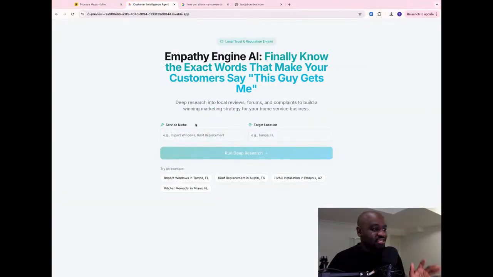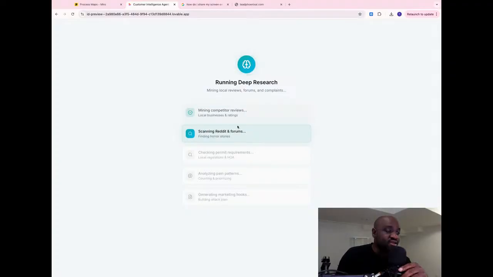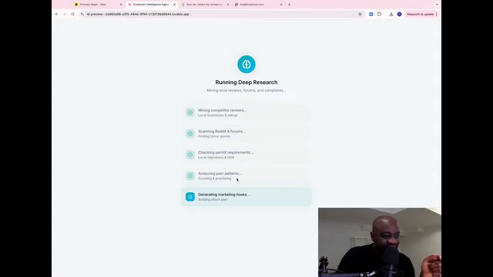customer intelligence agent. Basically, we can do this for almost any home service, but let's just do this with window replacement, that's what we're talking about today. Window replacement, New Jersey, and then we run the deep research. First, it mines the competitors' reviews, scans forums, analyzes the pain patterns, and at the end generates all the marketing hooks. It's building an attack plan. How are we going to reach Maria? How are we going to reach Steve? It pulls all that information from everywhere on the internet, Google, Reddit, and analyzes it.